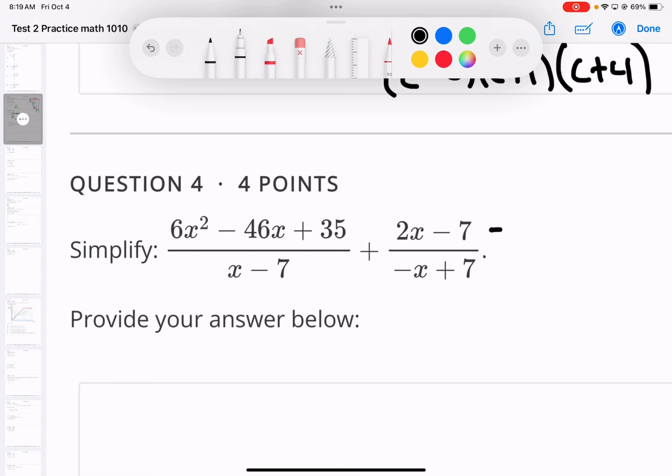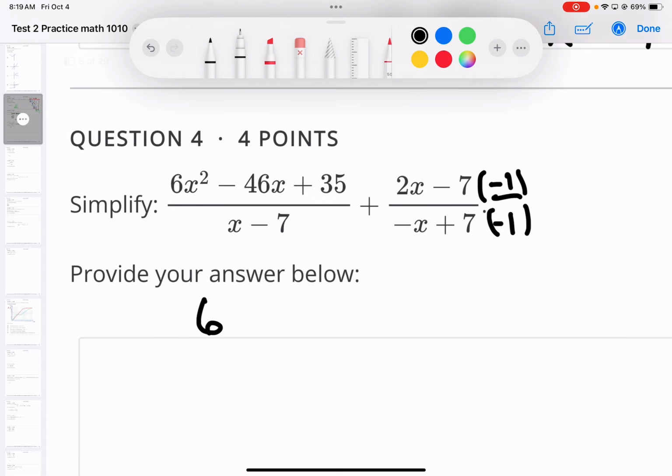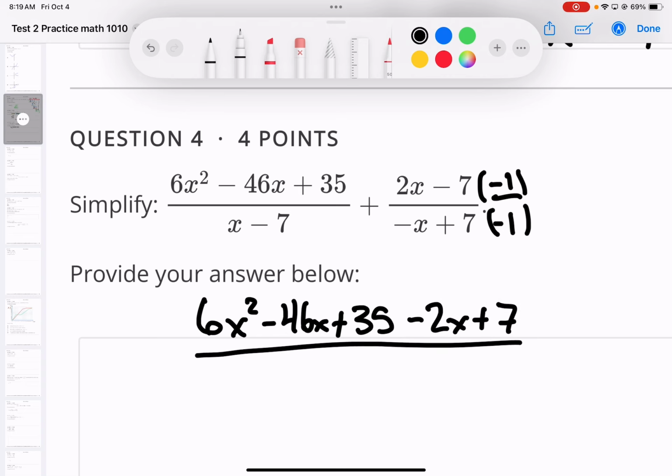I would times this by -1 over a -1, and the reason why is it gets rid of the negatives on the other side. If we can get rid of some negatives, it does add some. So then we're going to have the 6x squared minus 46x plus 35, and then we've got a minus 2x and a plus 7. And all of that is over x minus 7 because we distributed here.